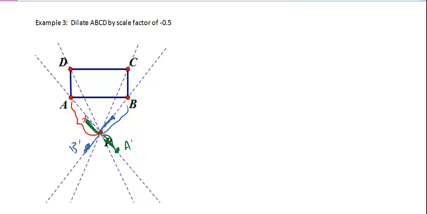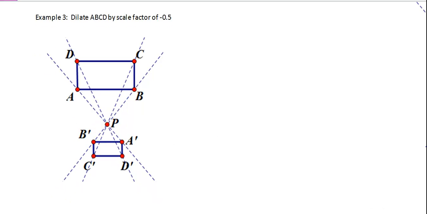Okay, and so on. I would continue this. I would take the length, go half that distance, but in the other direction, and continue. So let me clean it up and show you where that image would be. Now that I've cleaned it up, you can see that our figure is still half the distance, right? PB prime is still half of what PB would be, same as all the others.